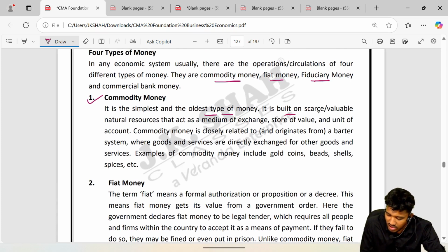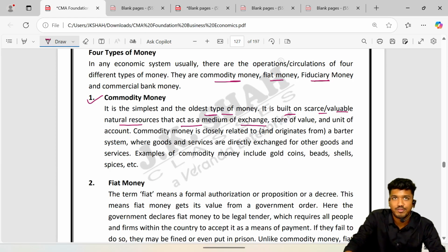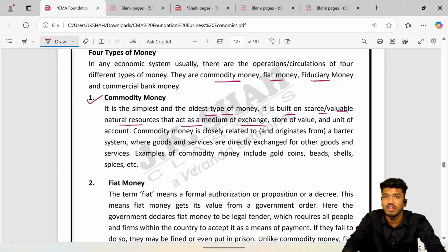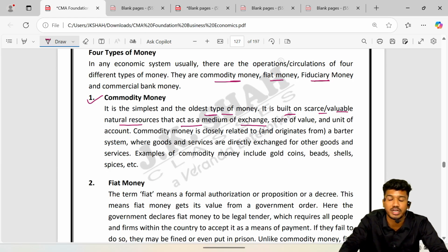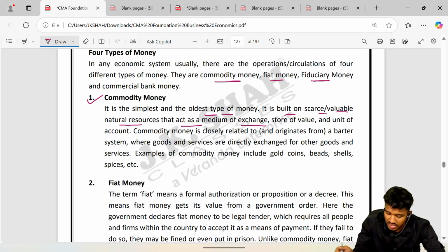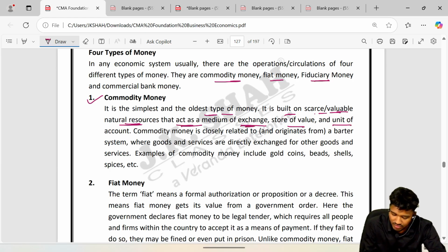It is built on scarce and valuable natural resources that act as a medium of exchange. If you remember, there was a system called the Raja Maharaja system, or monarchy system, in which precious or rare coins or articles were given in order to purchase any commodity from the open market. Here they have mentioned it is built on scarce or valuable natural resources that act as a medium of exchange, store of value, and unit of account.